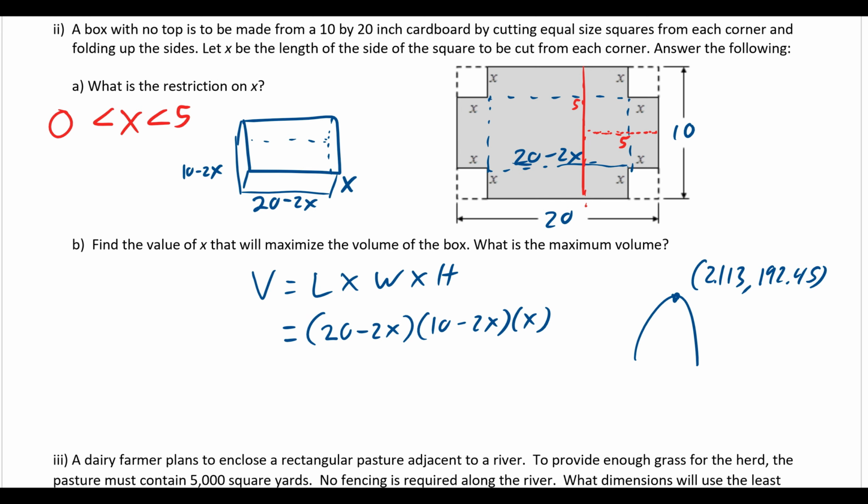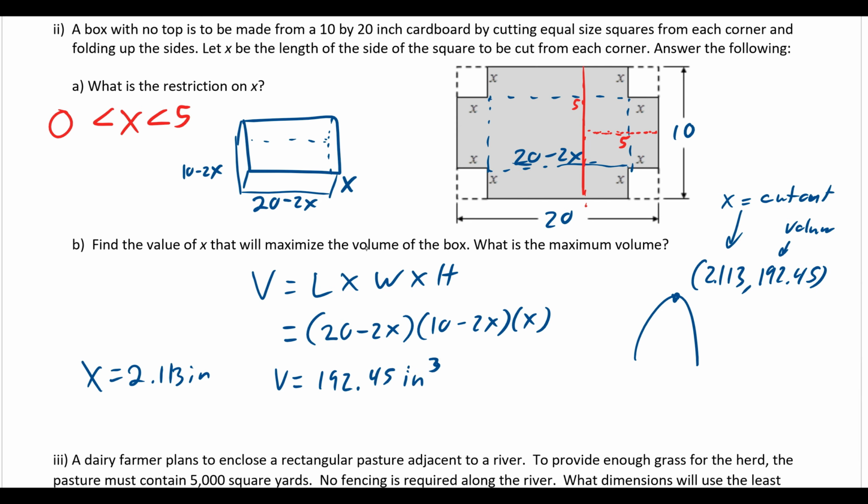And again, we label everything. So X here is the cutout. It's the dimensions of the cutout, so that guy. And this right here is our volume. So what are we looking for? It says find the X that will maximize the volume of the box. So our X here is 2.113 inches. And our volume then would be 192.45 cubic inches. You always want to put a cube on volumes because we're talking about 3 dimensions. Length, width, height. So we'd have inches, inches, inches, which makes inches cubed.